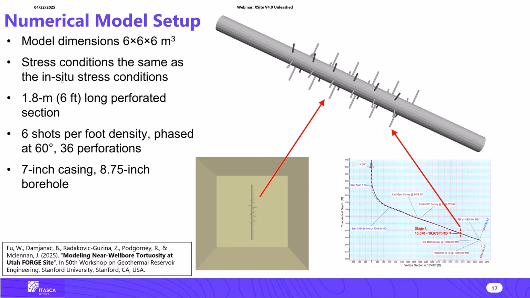The stresses are initialized so that although in the model the well is represented vertical, the stresses exactly correspond to the stresses relative to the well in the actual conditions. The perforated section is 6 feet long, with 6 shots per foot, a total of 36 perforations phased at 60 degrees, and we actually represent the casing cement. So it's 7-inch casing, 8.75 inches borehole. And if you're more interested in this problem, it's described in the paper indicated in the bottom left corner.